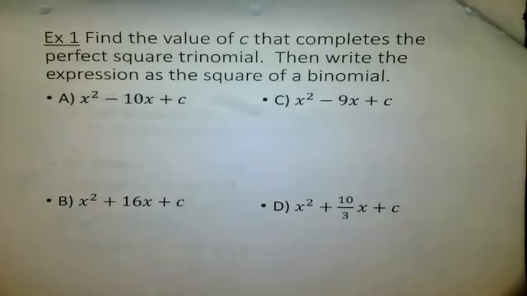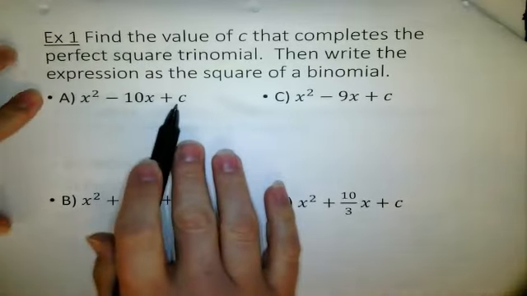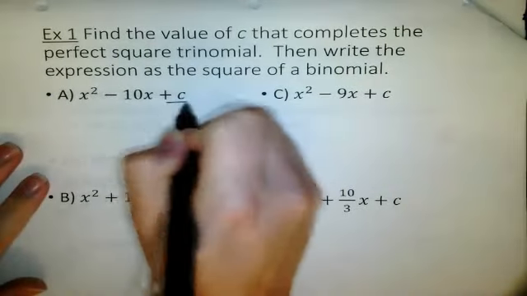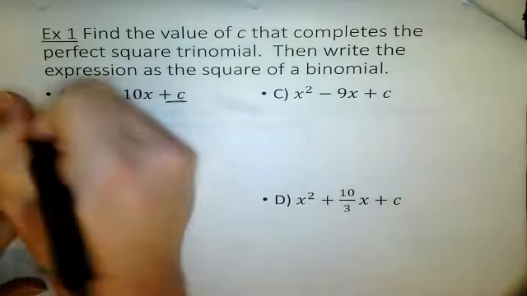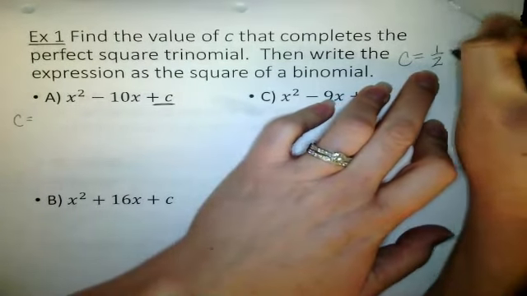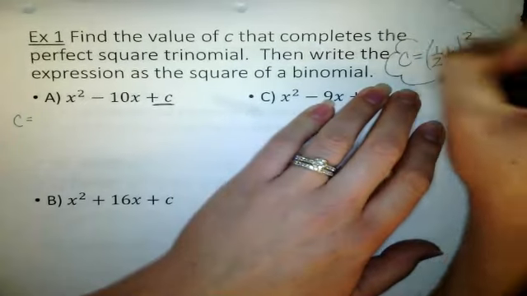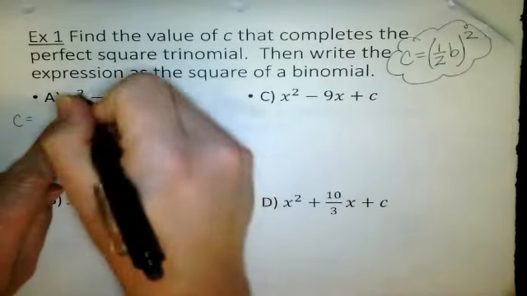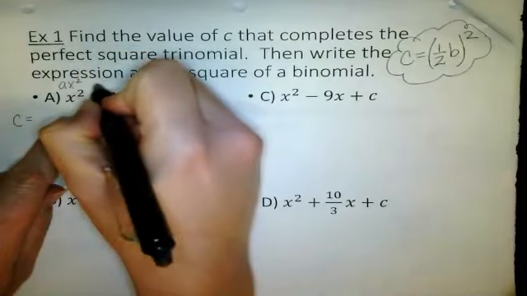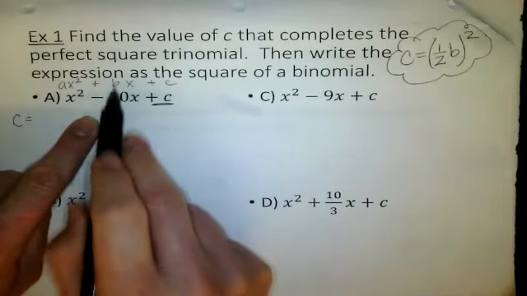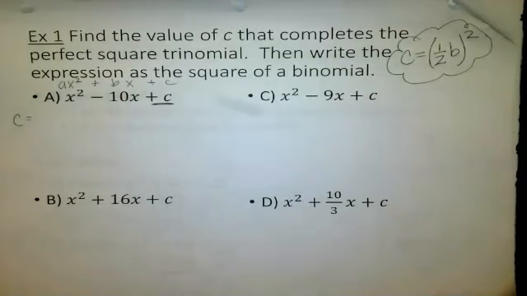Okay, here we go. So I have x squared minus 10x plus c. And so I want to figure out the value of c. And to do that, I have that little formula. C equals, what did we have to do? Half of, I'm going to say the number b, quantity squared. This is how we calculate c. The reason I said b is because our standard way to write a quadratic expression is ax squared plus bx plus c.